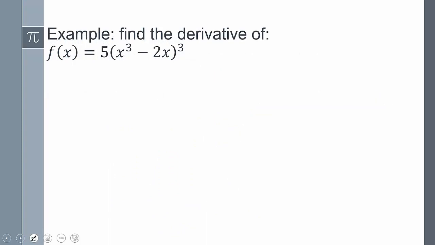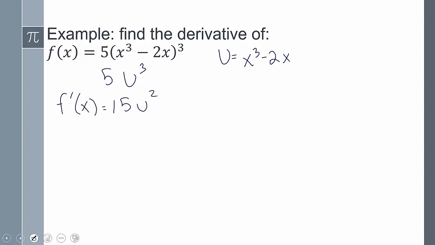So in this one here, let's look at a few examples. Let's find the derivative. So u equals x cubed minus 2x. So that means I get 5u to the fourth. Now I need to take the derivative of this. So I get 15u squared du, because that's the byproduct, because I'm not taking it with respect to x. Well, I am taking it with respect to x, but because there's no x, I have to have that du at the end.